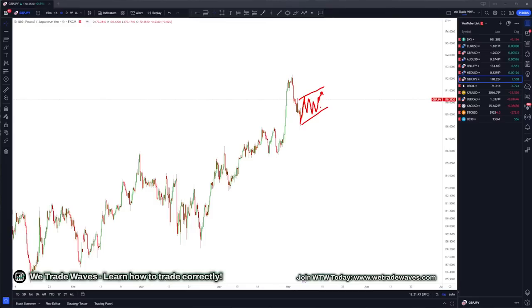But for those who are just watching us on YouTube, wait for this to correct before you go for the next sell setup. I'm expecting market to fall after a corrective structure.